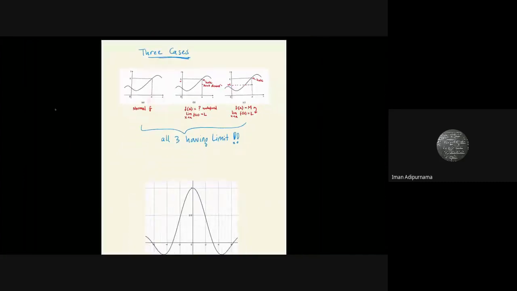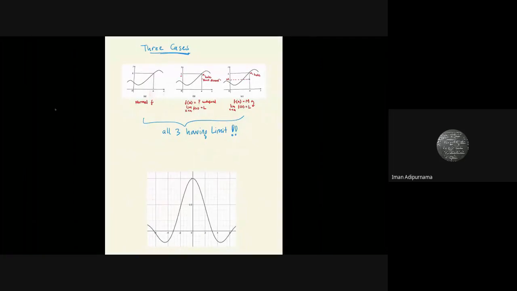And the graph on the bottom side is actually the graph of f(x) equals sin x over x. I want you to think about how to prove that the limit as x approaches 0 of sin x over x is equal to 1.